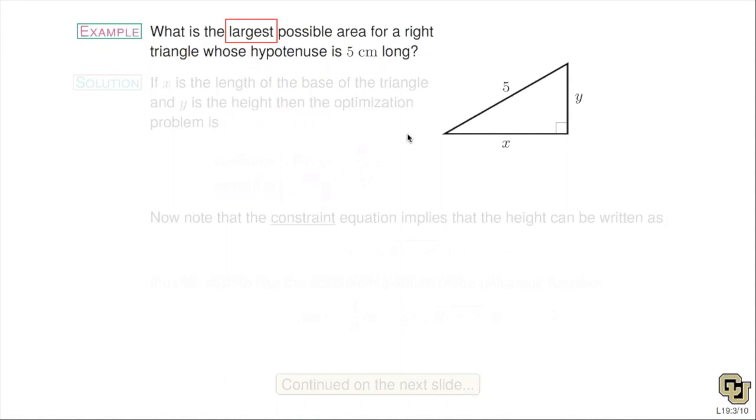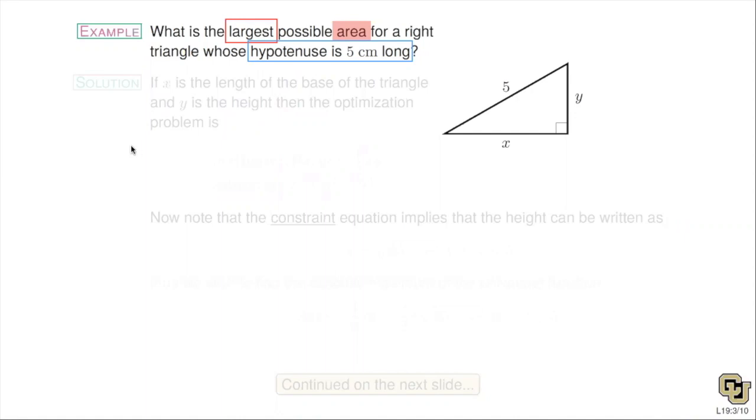So here, I know this is the type of optimization problem where we're trying to find a maximum. The function that we're trying to maximize is the area of this triangle. And the constraint, the restriction that must always be true, is specified here. It says that the hypotenuse has to always be 5 centimeters long. So here, we're looking at the area of a triangle where the length of the hypotenuse is fixed, and that's our restriction. So these are the three pieces of information I need to formulate the optimization problem.